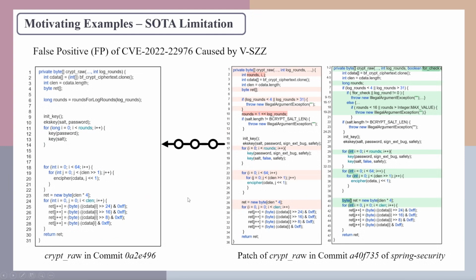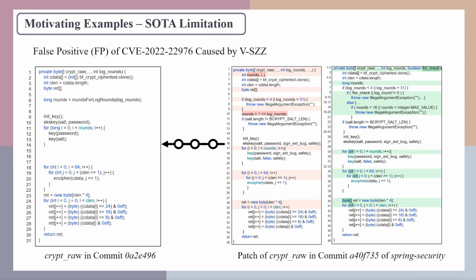The vulnerability's root cause is that when using the bcrypt class with the maximum work factor, which is 31, for log rounds, the encoder does not perform any salt rounds due to an integer overflow error, which occurs in line 10 in the pre-patch method.